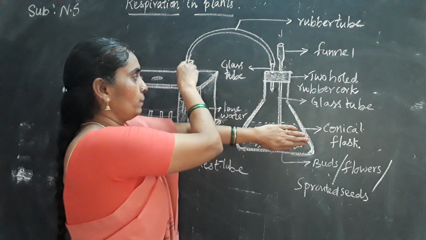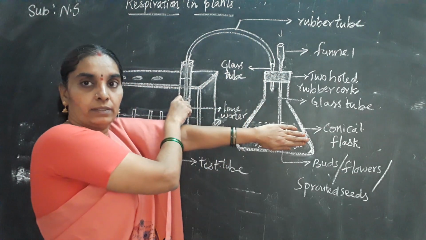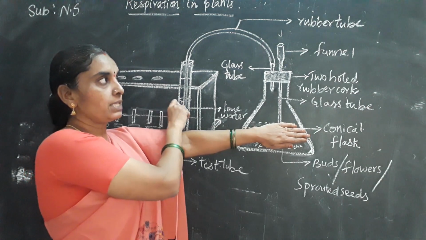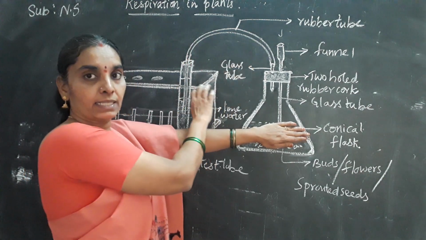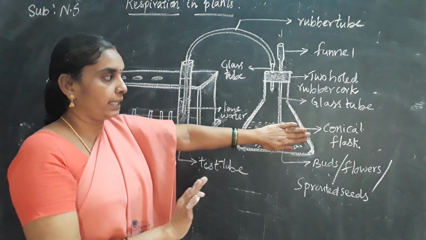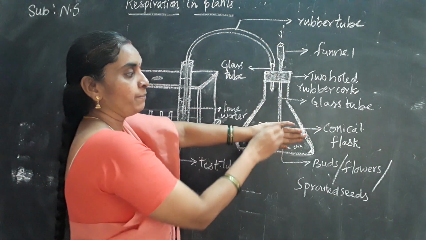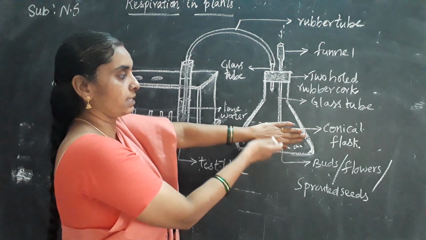This is a rubber tube attached into the test tube. In the test tube there is lime water. Is it clear, children? After fixing the apparatus in this manner, first you pour water drop by drop in the funnel. It reaches the conical flask.